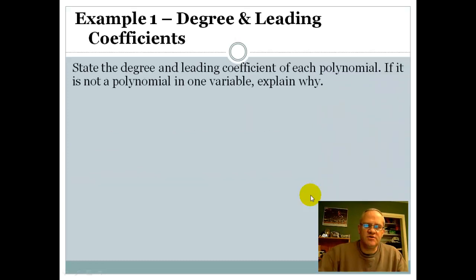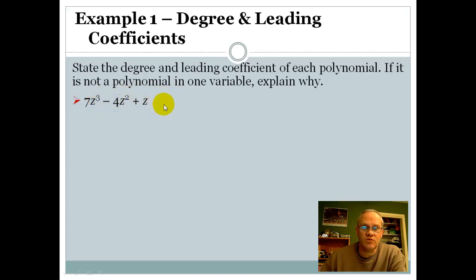So it says state the degree and leading coefficient. So let's take a look at this. Okay, first of all, when I look at this, I go, is it a polynomial in one variable? Z, yes. Everything else looks good. No variables in the denominator, no square roots, no negative exponents. So this is a polynomial in one variable. It's already in descending order. Look at 3, 2, 1.